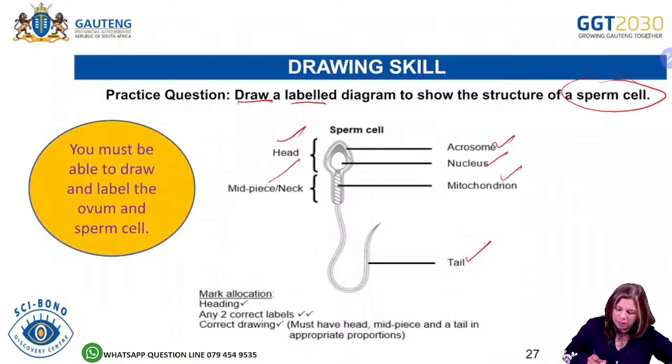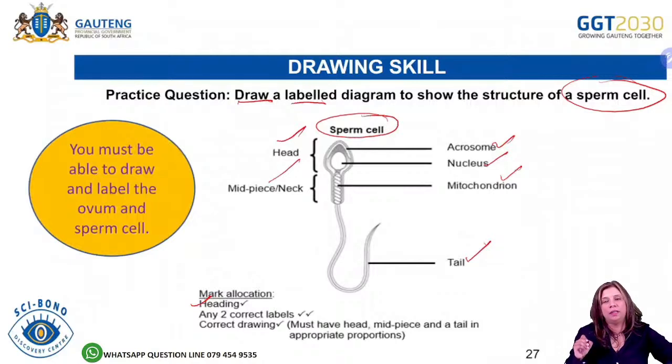How are they giving us marks here? They're giving us marks for the heading. So there's the heading here. There needs to be a heading. You can see there's 1 mark allocated there.